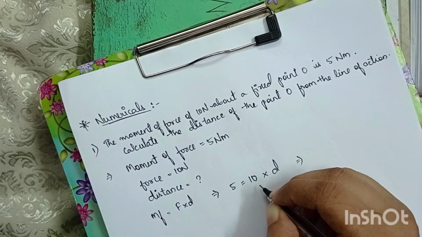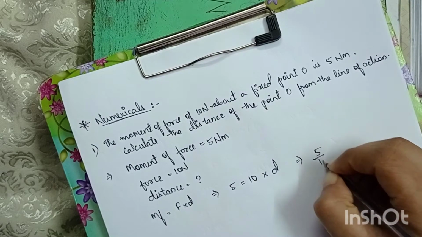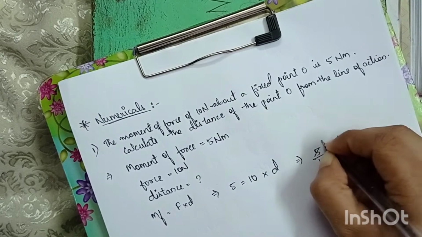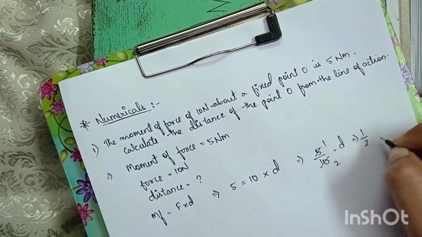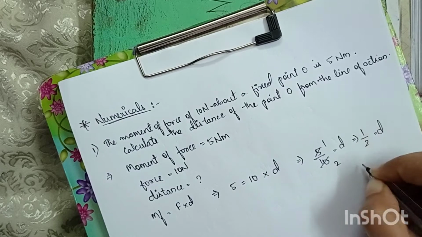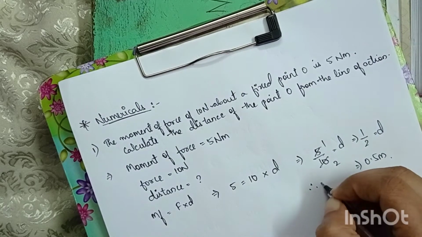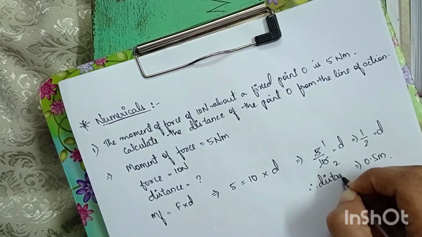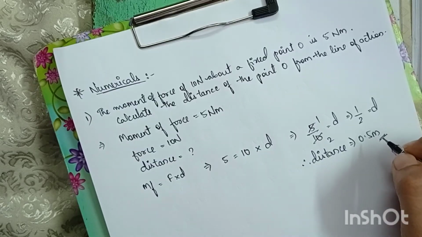And this is in multiplication form. We will send it to the left side. It will become division form, equal to d. Then 5 ones are 5, 5 twos are 10, so 1 by 2 is equal to d, which is 0.5 meter. Therefore distance is 0.5 meter. So we got the first answer.